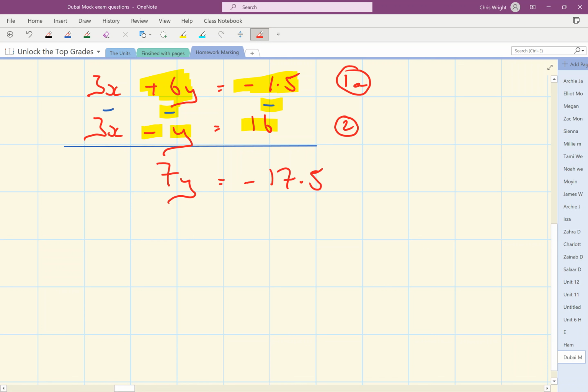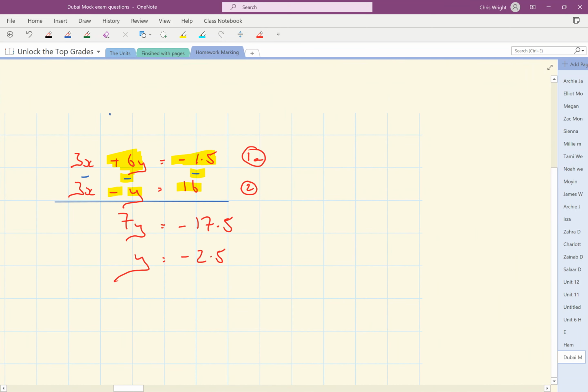You could always do that on a calculator if you wanted to. Divide both sides by 7. Again, you can do that on your calculator, and y is minus 2.5. So that's what y is.